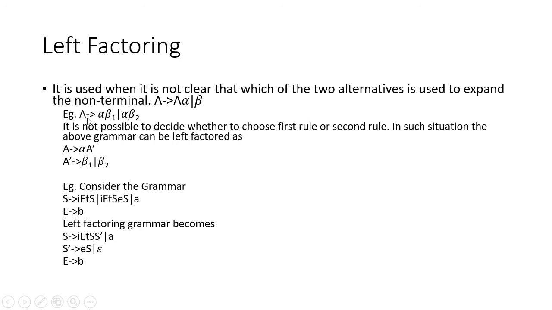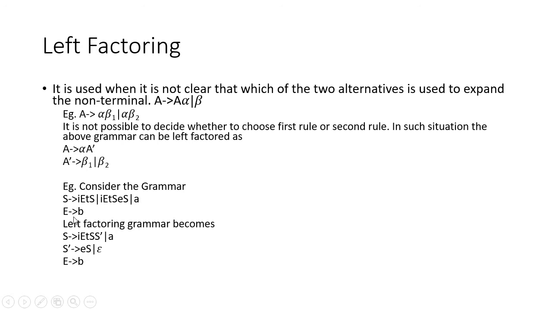Then what we can do is break this grammar into this kind of grammar. A derives alpha A dash, because beta 1 and beta 2 we take as A dash, and A dash can be either beta 1 or beta 2. That means first you take this grammar and break it up into two, and put beta 1 and beta 2 in a second line. This is what is called left factoring.